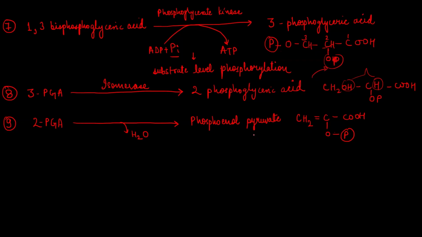So this is phosphoenol pyruvate. And this reaction is catalyzed by the enzyme known as enolase. So this is a phosphoenol pyruvate where a water molecule is removed. Now the last step is what?